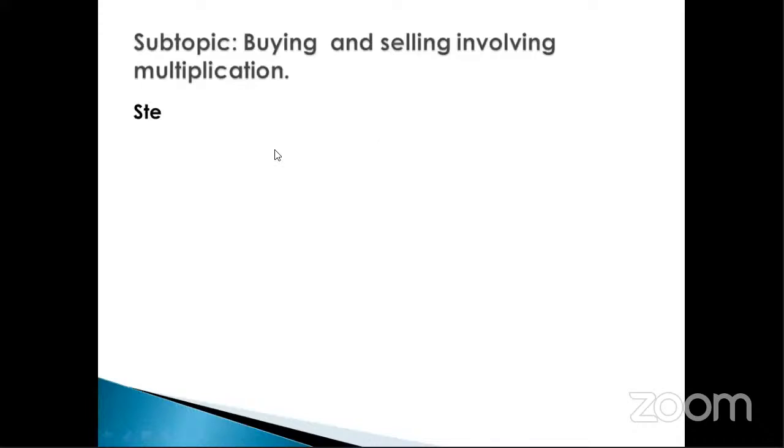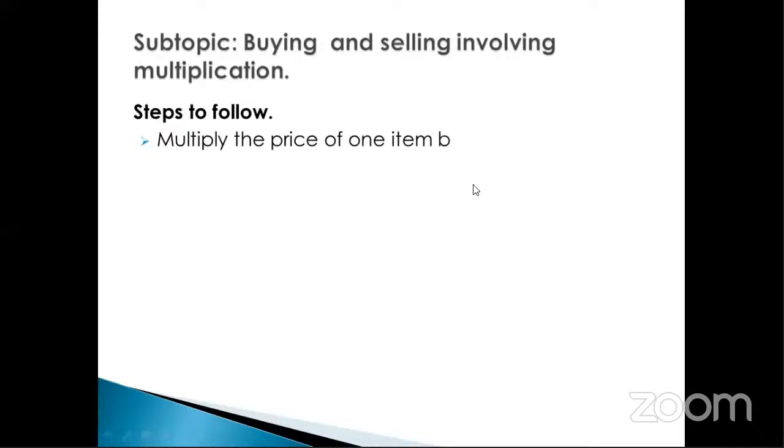So let's see how we are going to follow these steps. Step number 1, which is our main step. I want Angel to read for us step number 1. Angel, can you read? Multiply the price of one item by the number of items given. Very good. Thank you.